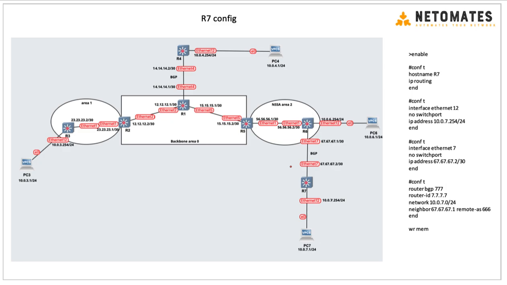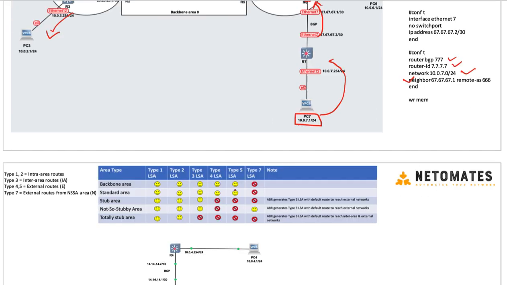Next, R7 configuration. R7 is only running BGP, and the only network we are advertising using BGP is the PC7 network, and we have neighborship with R6. This connected network will be advertised through BGP to R6, and then we have redistribute BGP under OSPF, so that it will go here and like this. So it will go all the way. These are all the configurations we need to do in this topology.